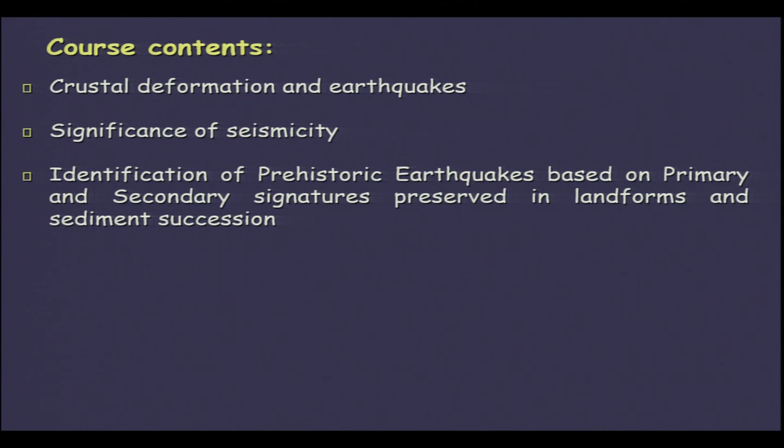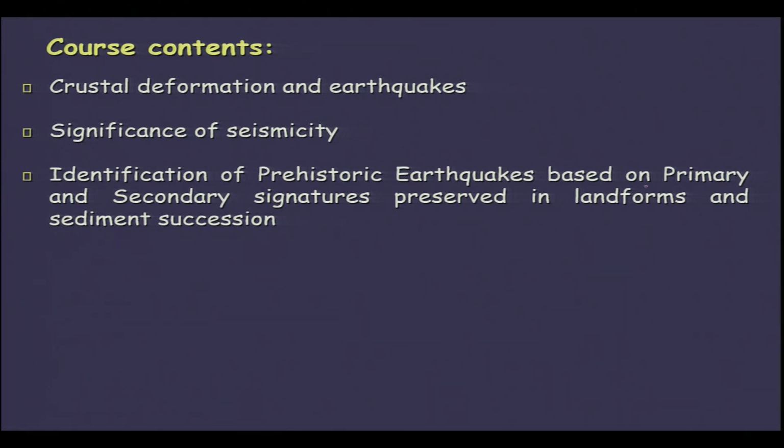And basically, as I told in the beginning, as you see in the title also, this is one of the basic tools towards better seismic hazard evaluation. And then comes the identification of prehistoric earthquakes based on primary and secondary signatures.